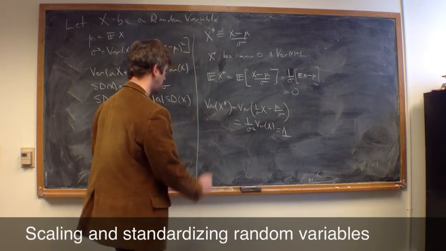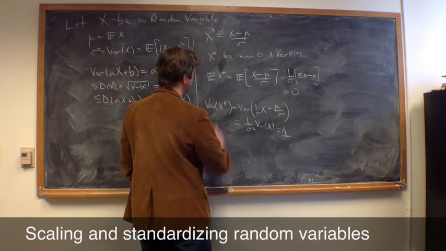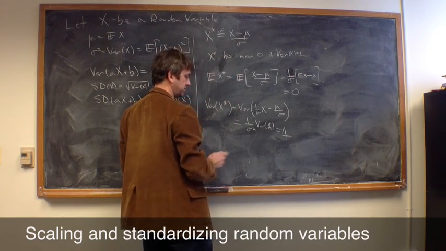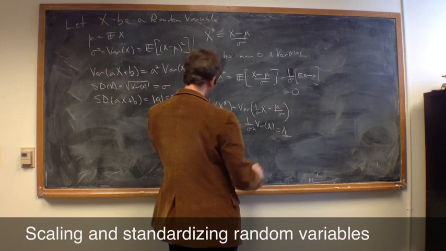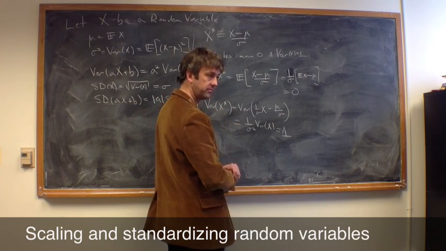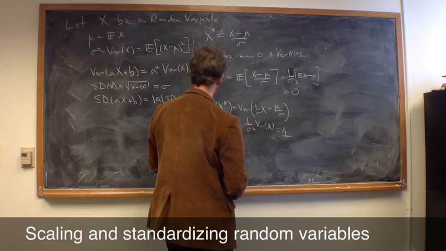So this is what's called standardizing x. In other words, you shift it so that it has mean 0, and you rescale it so that it has variance 1. Alright, so that's one important idea, and now let me make one more calculation.